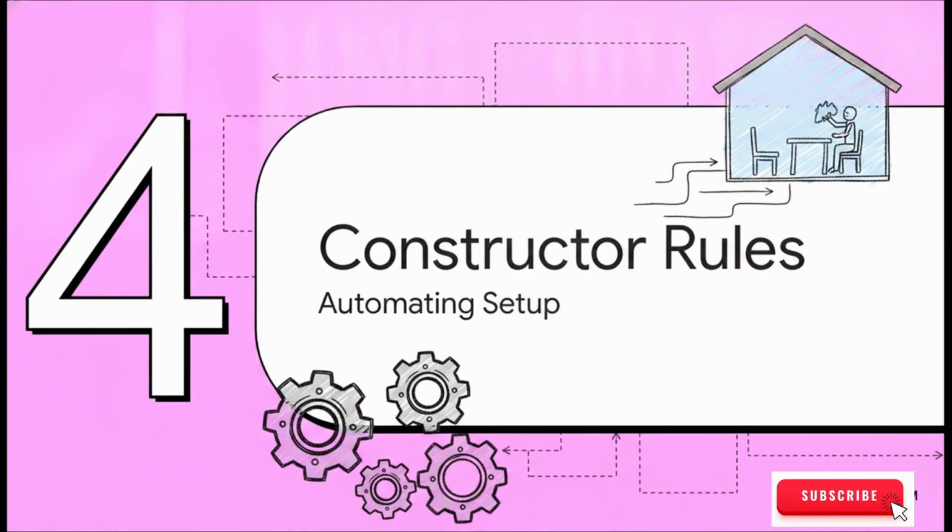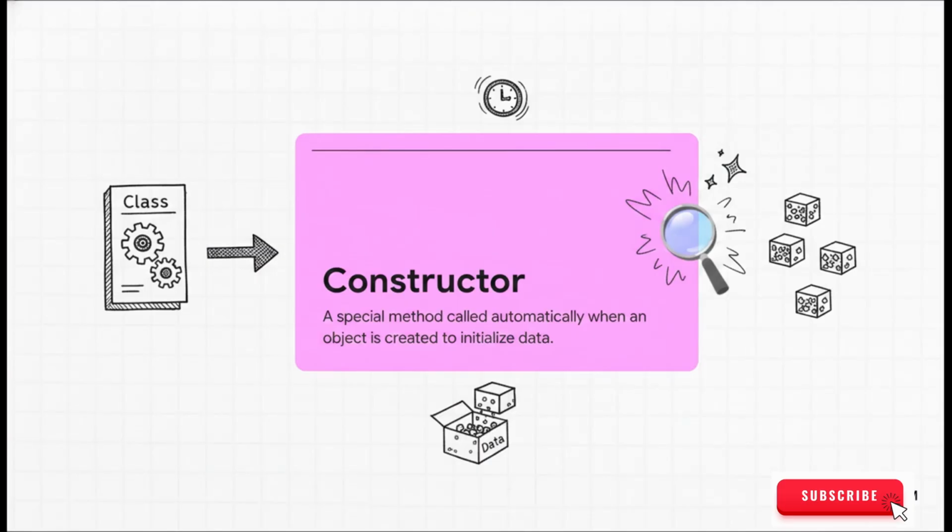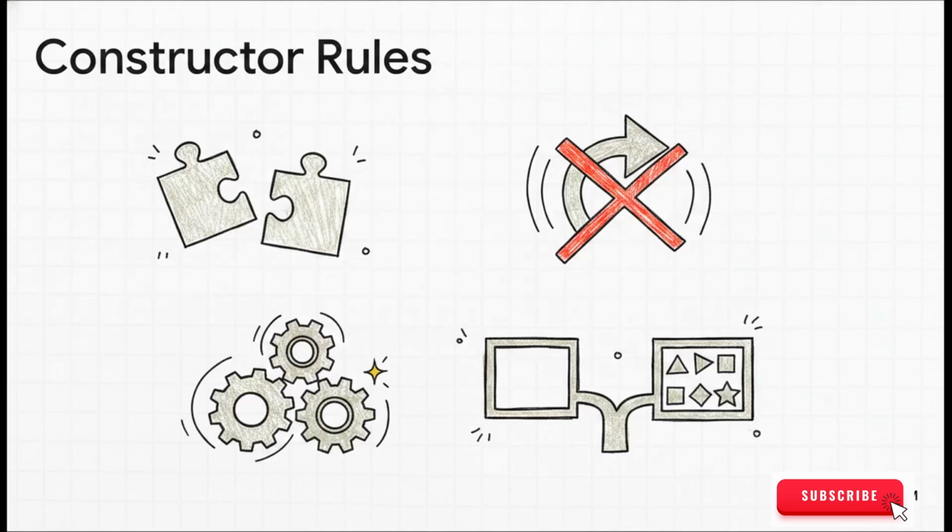Section 4. Constructors and their rules. So our object is built, but you might be wondering, how do we automate all that initial setup? You know, the painting and furnishing we talked about? Enter the constructor. This is a very special setup method that triggers automatically the exact millisecond your object comes into existence. Its entire job is to initialize data so your object is 100% ready to use right out of the gate.